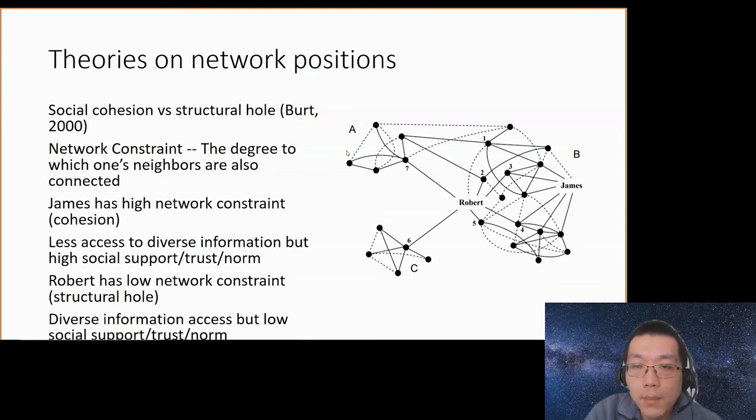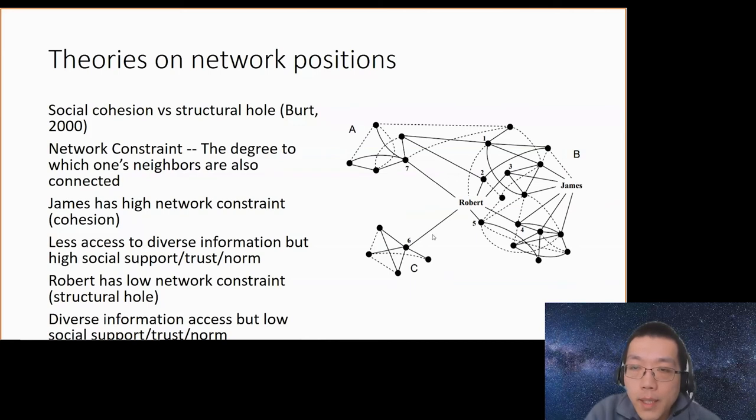So if something happens in groups A or C, James will probably be one of the last to know because he's so well embedded in group B. So he has less access to diverse information. But he has high social support or high trust or even high social norm because all James' friends know each other. So they can all vouch for James and can all vouch for each other. So they can generate high social support, trust, and norm.